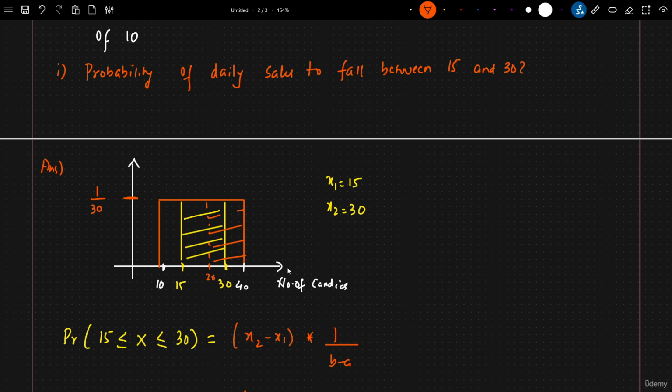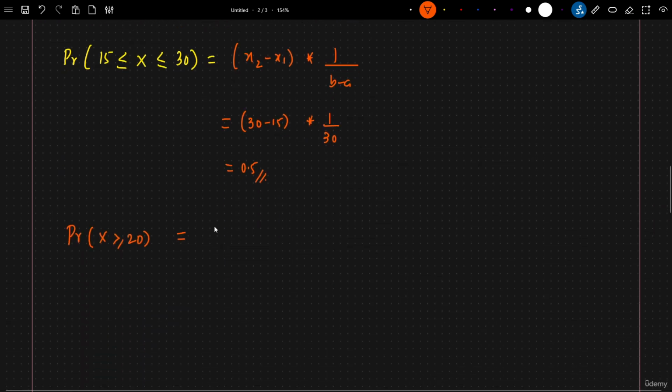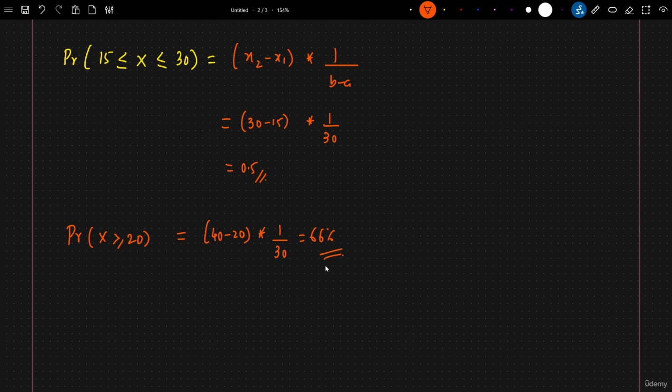And less than 40. So in this particular scenario, what will be my x1, x2? My x2 will be 40 minus 20 multiplied by 1 by 30. So this would be nothing but 66%, okay, which is nothing but 0.66. So I'm writing it as 66%. So here I will be getting 0.66, which is nothing but 66%.